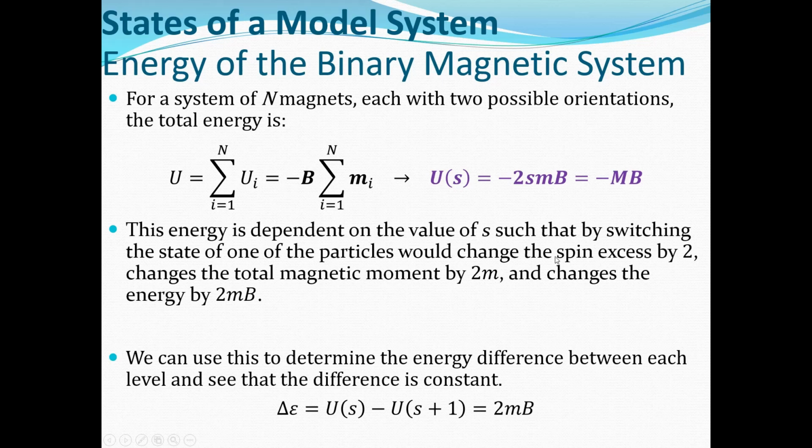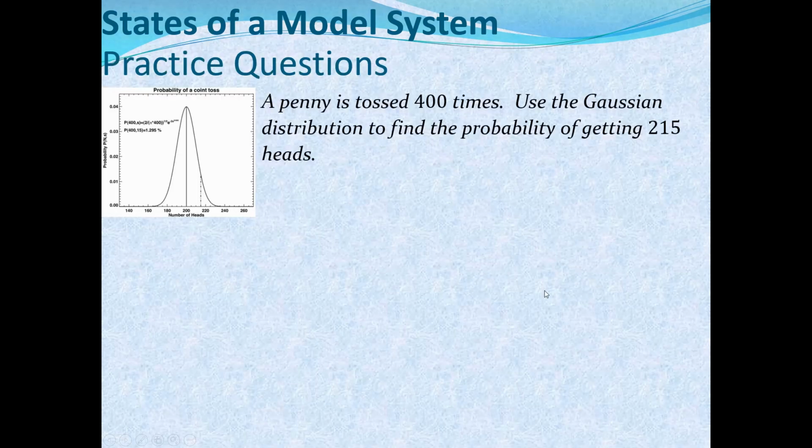You know, it just goes back to a lot of the things that we said. A lot of this is rehashing things that we've already mentioned, like how the energy is going to change by a factor of 2mB for each different magnetic moment. So the difference in the energy value is going to be 2mB. All right, here's a practice question that you could work on. Pause the video, work on it, and we'll go over it in a second.